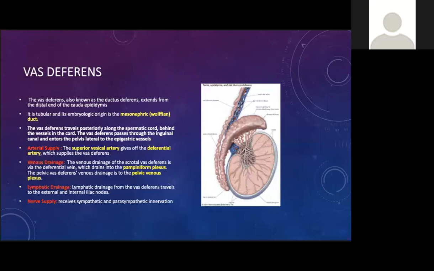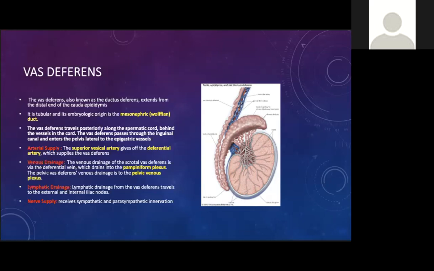The vas deferens, also known as ductus deferens, extends from the distal end of the cauda epididymis. It is tubular, and its embryologic origin is the mesonephric or Wolffian duct. The vas deferens travels posteriorly along the spermatic cord behind the vessels in the cord, passes through the inguinal canal, and enters the pelvis lateral to the epigastric vessels.